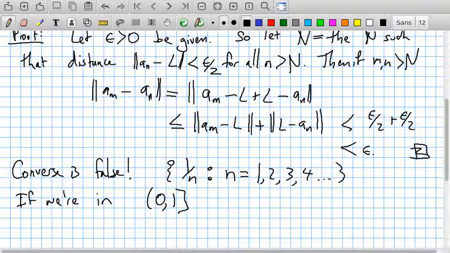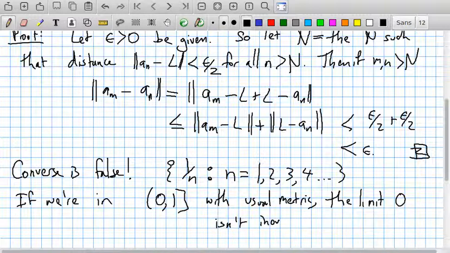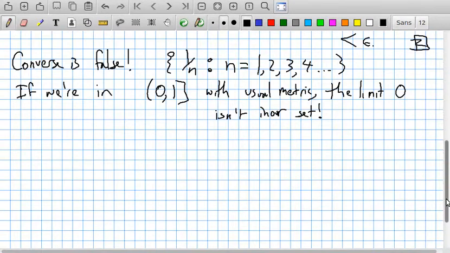But in this set here with the usual metric, this thing doesn't have a limit. The limit isn't in our set. Uh-oh. But as I said, I'm sort of cheating here. I'm not using norm spaces and whatnot.